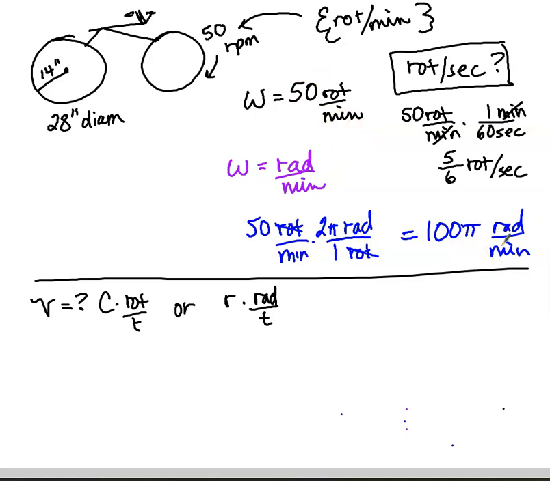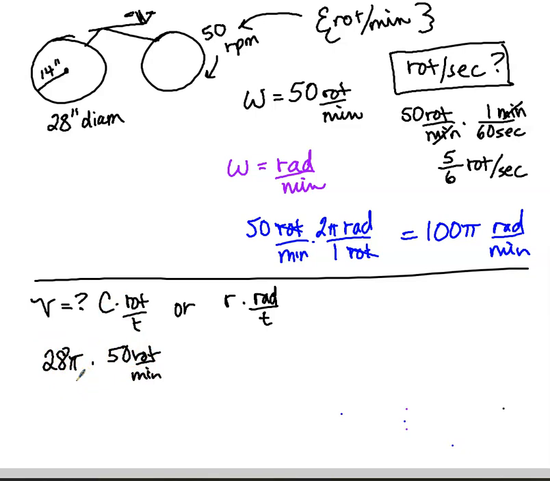Okay, so let's start with this one. If we know rotations per time, so 50 rotations per min, or sometimes this is written as revolutions, REV, we have 50 rotations per minute times the circumference. And the circumference of this circle would be 2 pi r, which ends up being 28 pi. So each time it rotates, I go this much, the circumference.